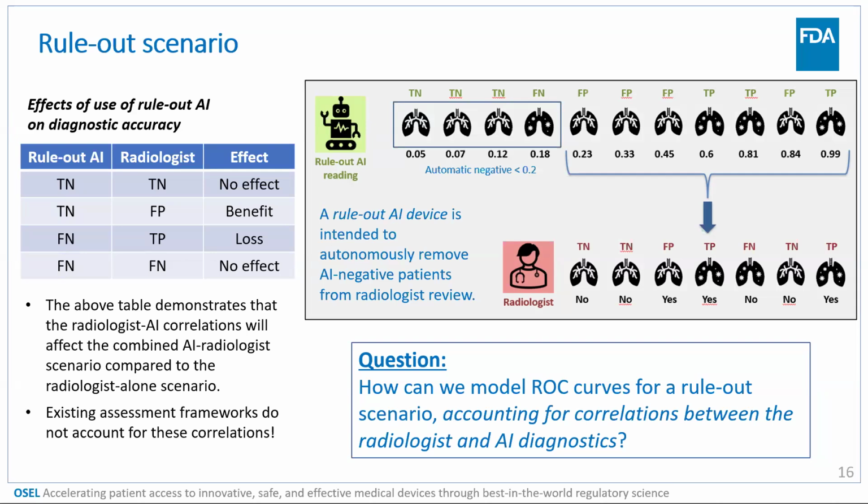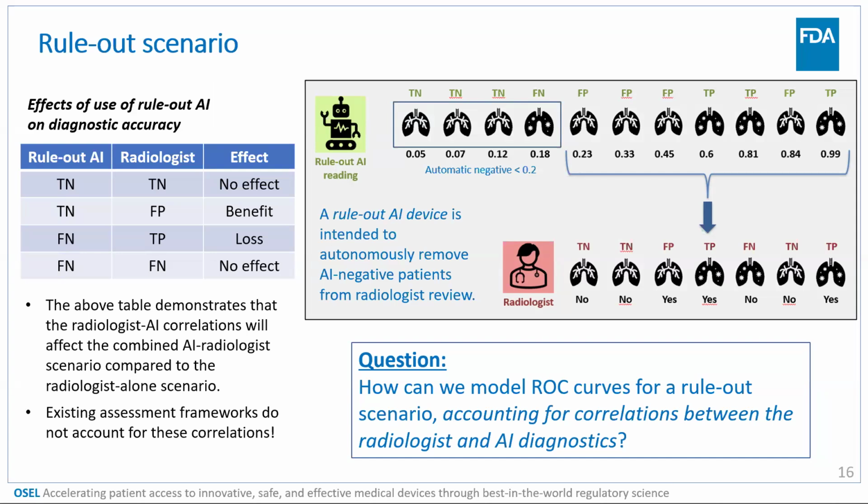And this table on the left kind of represents the effects of use of a rule out AI on diagnostic accuracy. So if the radiologist and AI agree, there's really no effect for that particular image. If the rule out AI gives a true negative to an image that would have been called a false positive by a radiologist, that's a benefit to the diagnostic accuracy. And then vice versa, if the rule out AI calls the patient a false negative, which is really the risk of this rule out scenario, but a radiologist may have spotted a true positive, that's a loss to the diagnostic accuracy.